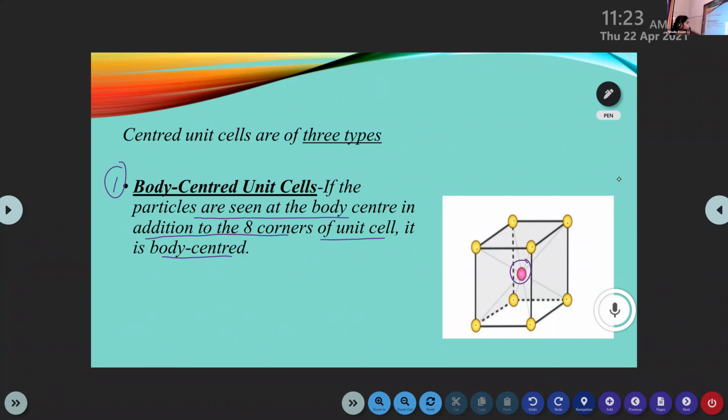What do you mean by body-centered unit cell? Can you read this? If the particles are seen at the body center in addition to the 8 corners of the unit cell, it is body-centered. Okay, this is clear for you. First one, body-centered unit cell. Yes or no? So we can move to the next one.